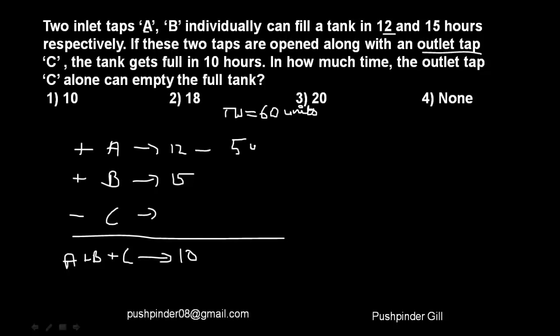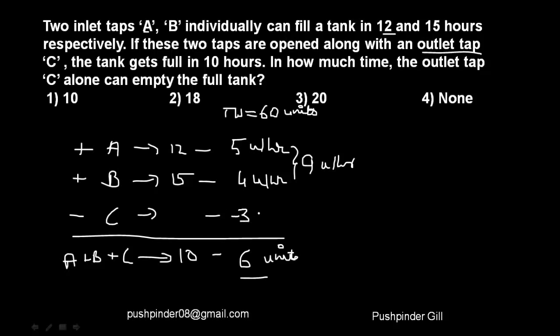That means he must be finishing 5 units every hour. Similarly, B will be finishing 4 units every hour, and all 3 of them would be finishing 6 units every hour, right? So if you see over here, A and B together can finish 9 units every hour, but if A, B and C work together, they finish 6 units every hour. That means this outlet trap must be emptying 3 units so that the sum over here comes out to be 6.